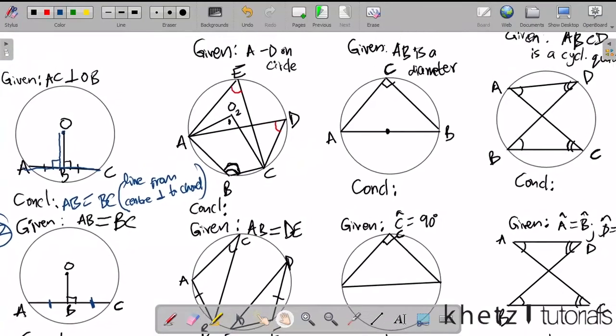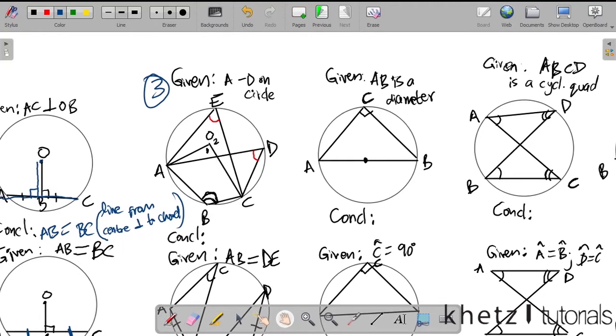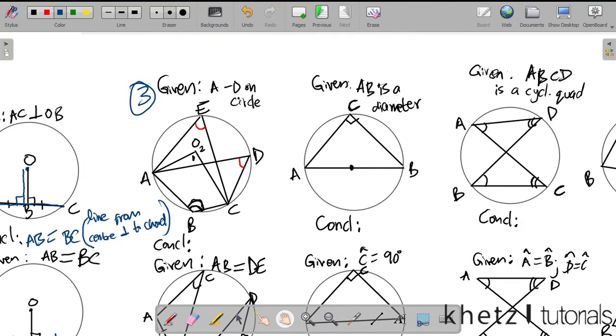So now we move on to number 3, which is over here. We're given that A to D are on the circle, so the points are found in the circle. As you can see, A, B, C, D are on the circle, and E is included as well. So that should say A to E are on the circle. A, B, C, D, E are on the circle.